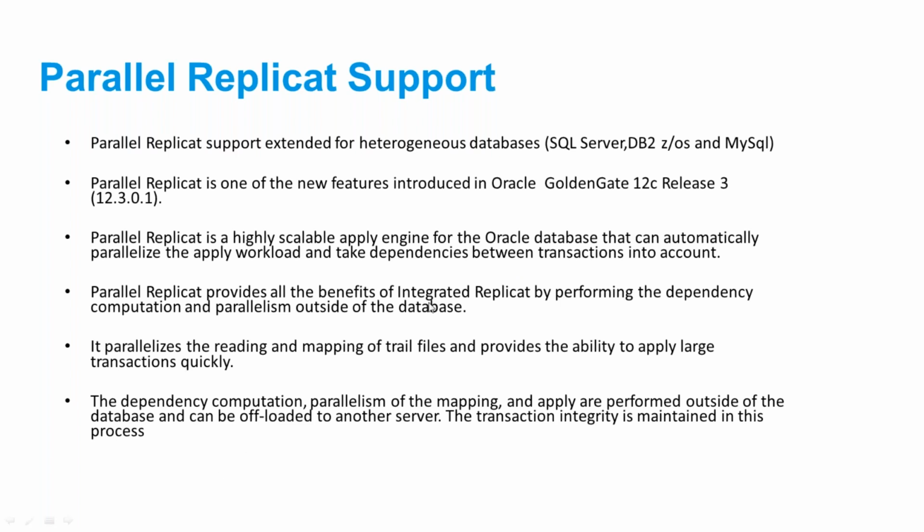Parallel replicate provides all the benefits of integrated replicate by performing dependency computation and parallelism outside of the database. It parallelizes the reading and mapping of trail files and provides the ability to apply large transactions quickly. Dependency computation, parallelism of the mapping, and apply are performed outside of the database and can be offloaded to another server. Transaction integrity is maintained in this process. So parallel replicate support is now extended, which is very good news for other databases.